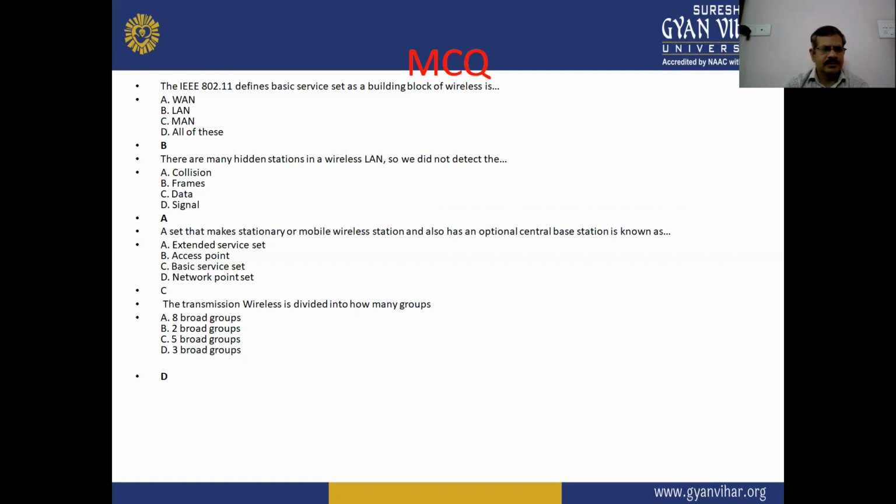Second question: there are many hidden stations in a wireless LAN, so we did not detect the what? Option A, collision; option B, frames; option C, data; option D, signals. In this question, there are many hidden stations in a wireless LAN, so we did not detect the collision. That is the correct answer, option A.